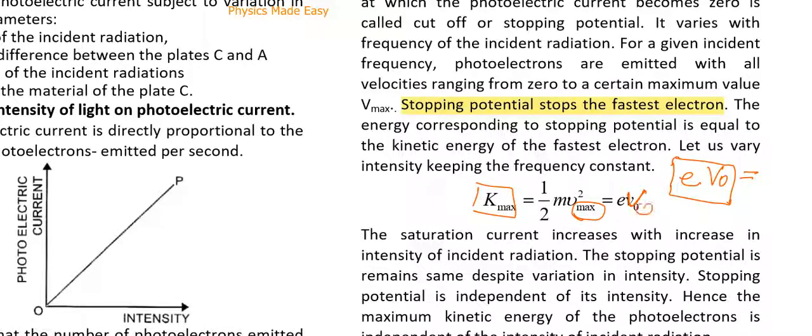V naught is the voltage. So this is the mathematical expression for K max: K max is eV naught, which is half m v max square.